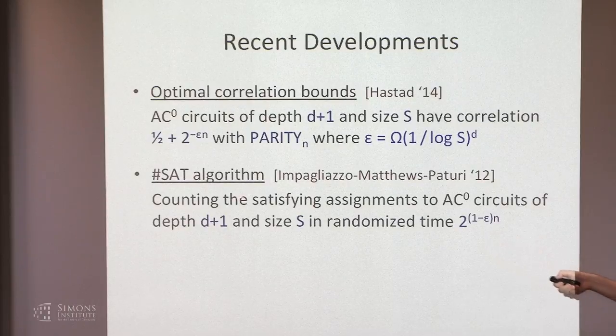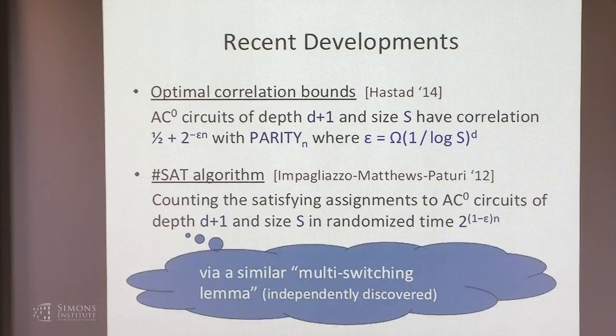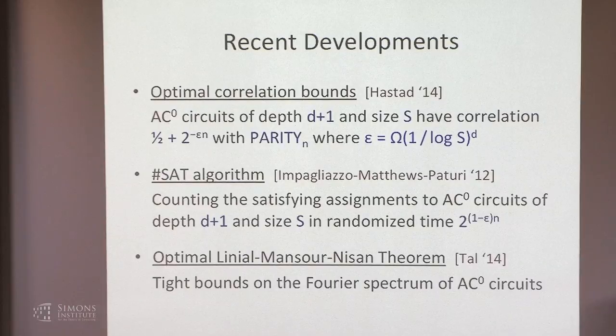Another development was getting an optimal algorithm for counting the number of satisfying assignments to AC0 circuits. This is a paper of Impagliazzo, Matthews, and Paturi, where they give an algorithm running in time 2 to the 1 minus epsilon n for the same epsilon. And this is via a similar multi-switching lemma, which was independently discovered. The final result I wanted to mention, a very nice paper of Avishay, uses Hastad's multi-switching lemma to prove really tight bounds on the Fourier spectrum and the Fourier sparsity of AC0 circuits.